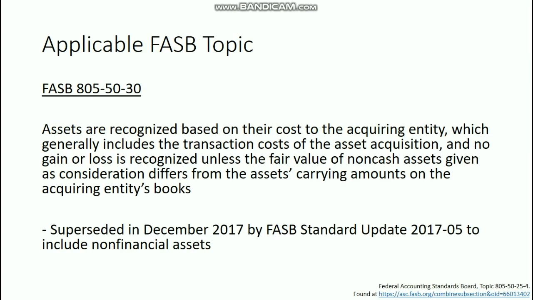Here is FASB topic 805-50-30. Assets are recognized based on their cost to the acquiring entity, which generally includes the transaction costs of the asset acquisition, and no gain or loss is recognized unless the fair value of non-cash assets given as consideration differs from the asset's carrying amounts on the acquiring entity's books. This will be superseded in December 2017 by the FASB Standard Update 2017-05 to include non-financial assets as well.